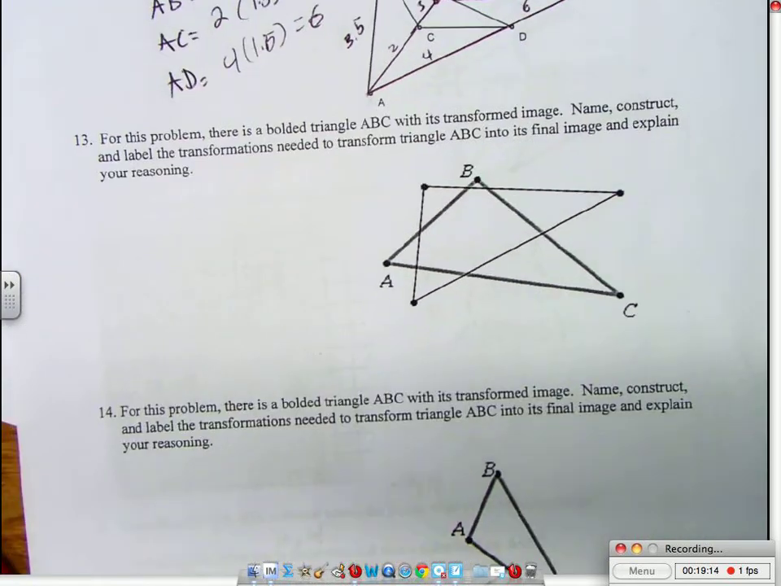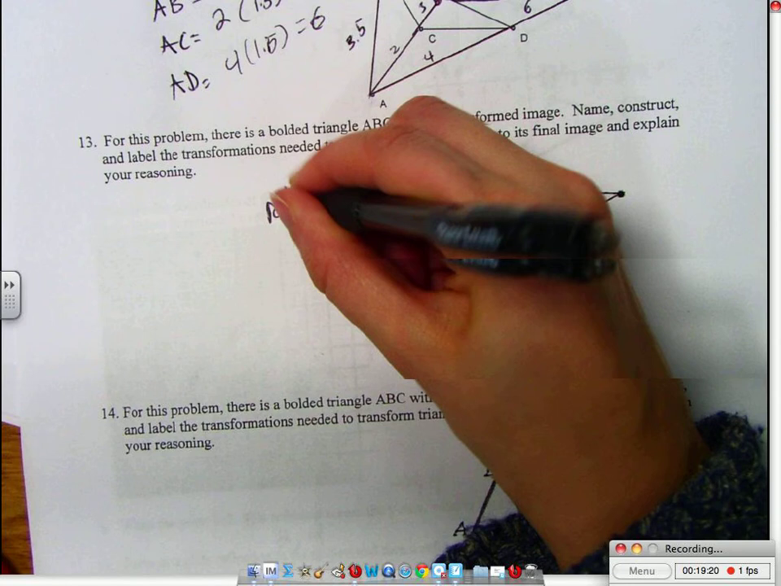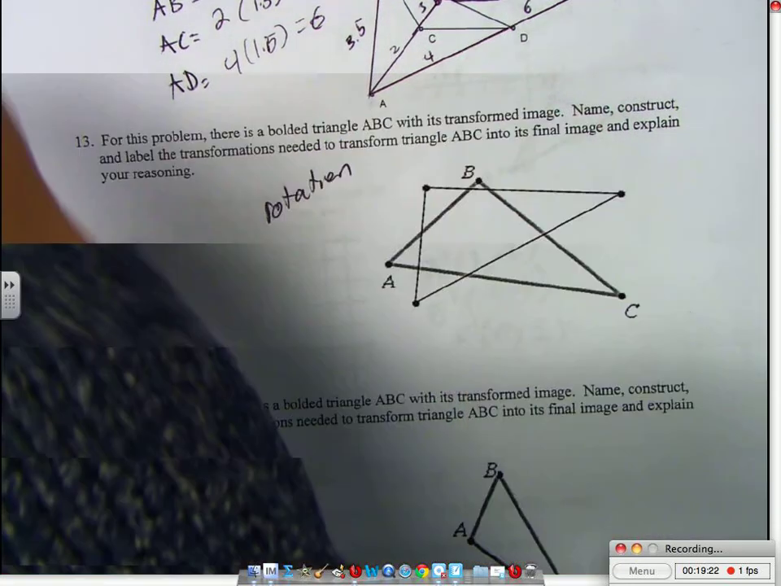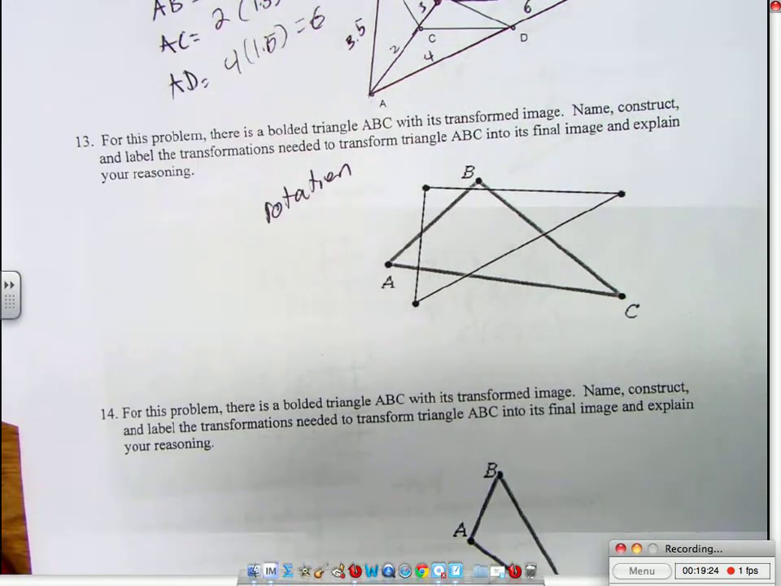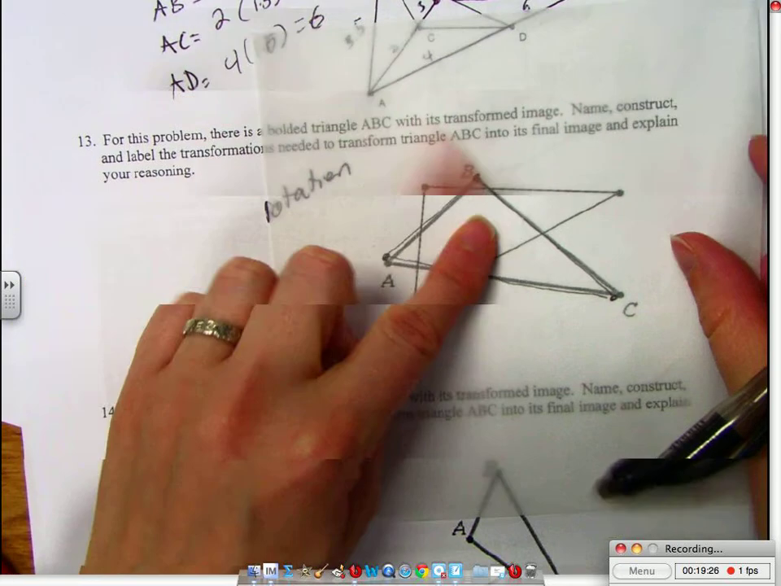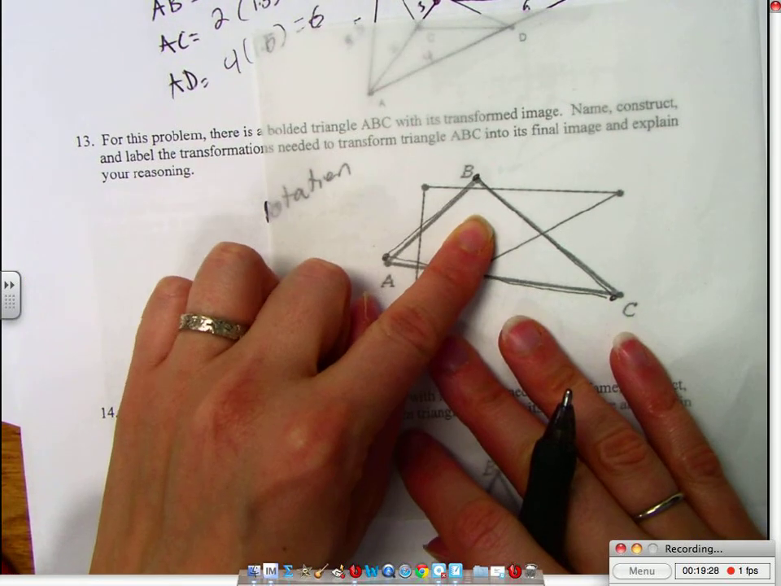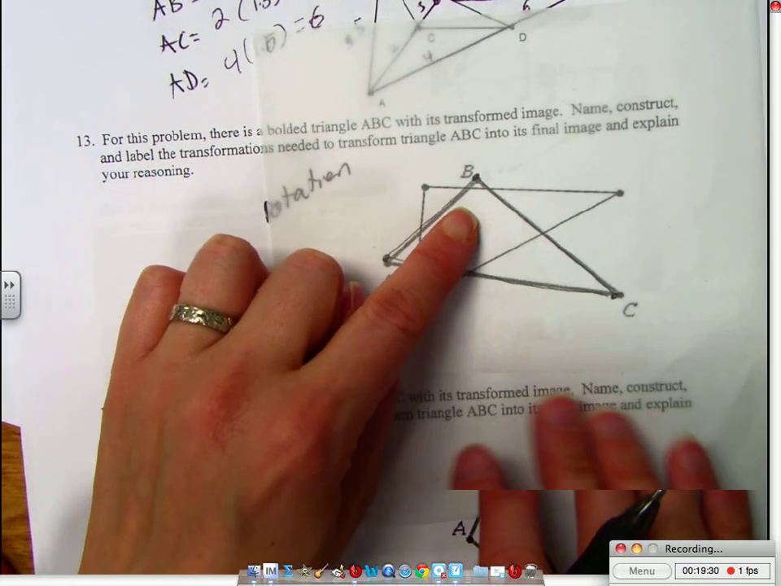Questions, comments, concerns about dilations? Okay. What is number 13? Is it a translation, rotation, dilation, or reflection? Rotation. Okay. Guys, I totally think you should copy it down on a piece of patty paper and twist it to try to find where the center is.